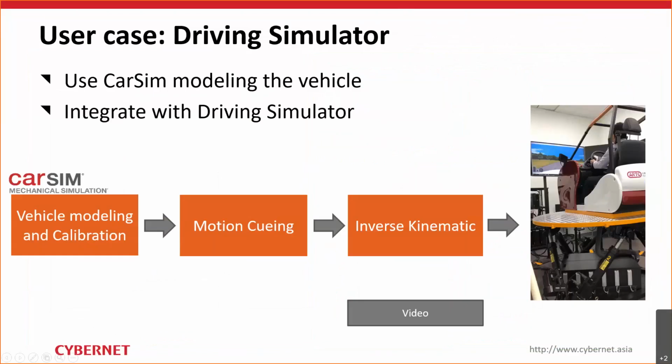The last example is the driving simulator. We built this driving simulator with CarSim RT, motion tuning, and a 6DOF motion platform. The motion tuning is going to implement the feeling of acceleration on the 6DOF motion platform.